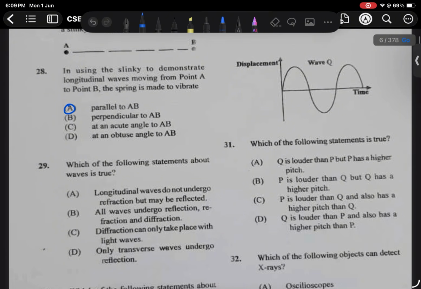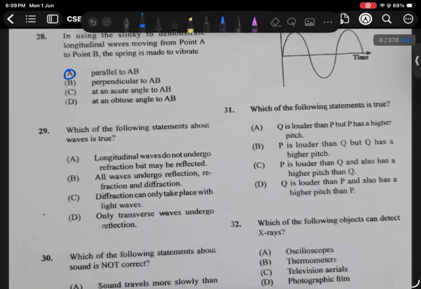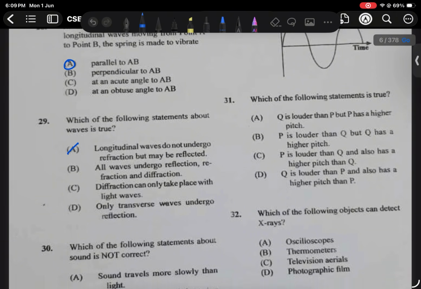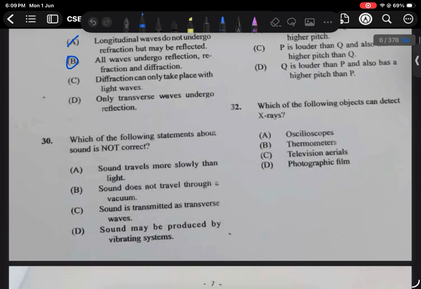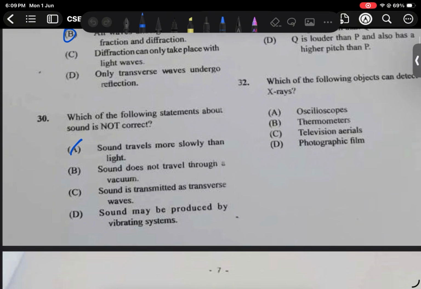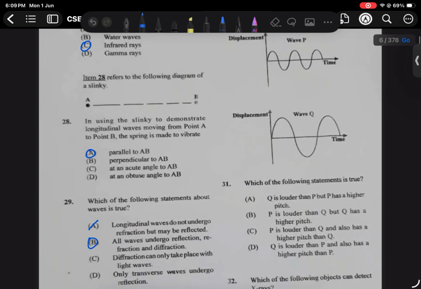Which of the following statements about waves is true? Longitudinal waves do not undergo refraction. No, they always undergo reflection, refraction, and diffraction. That's correct. Which of the following statements about sound is not correct? Sound does travel more slowly than light. Sound does not travel through a vacuum. That's true. Sound is transmitted as a transverse wave. No, it's a longitudinal wave.